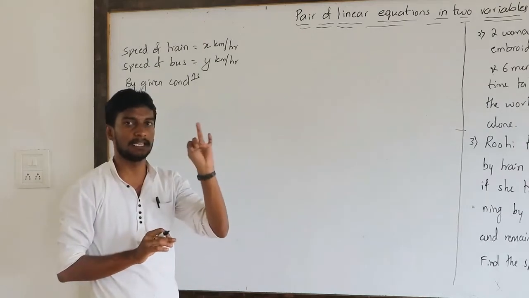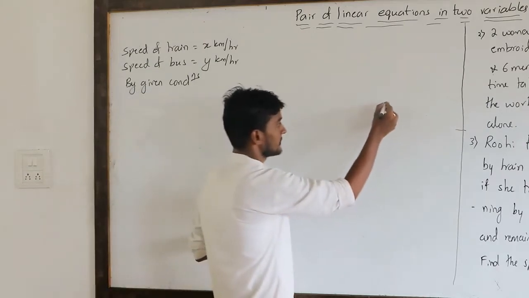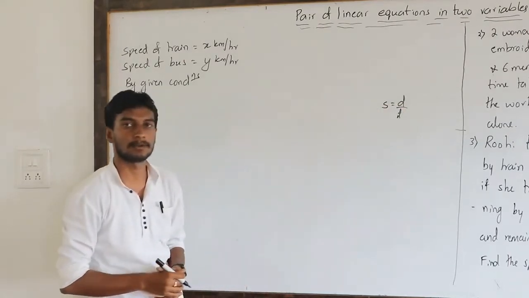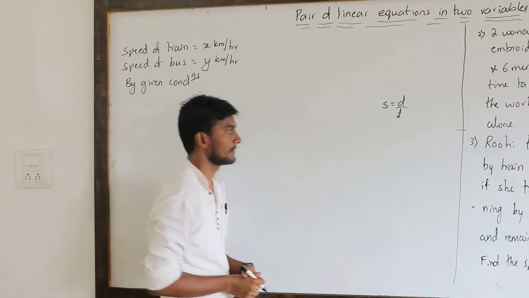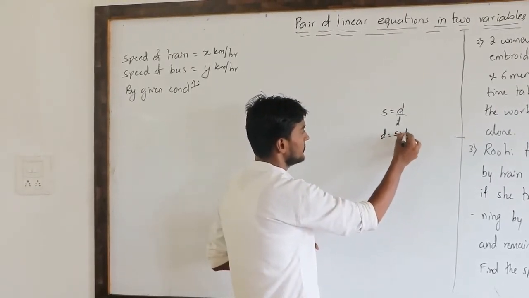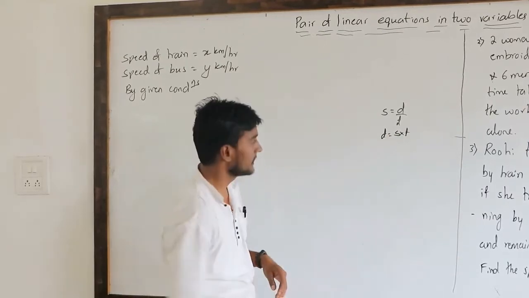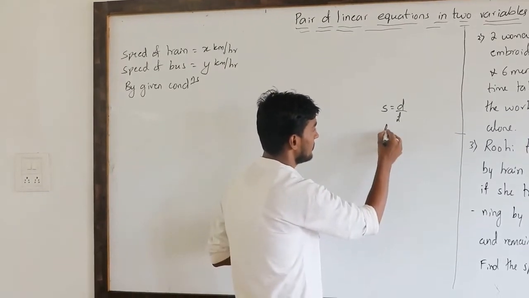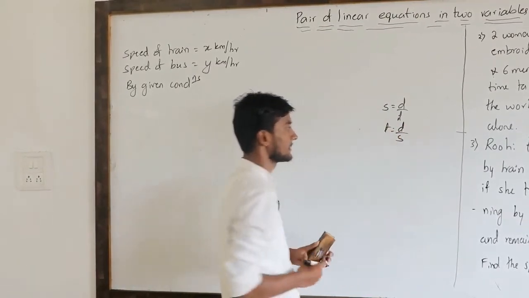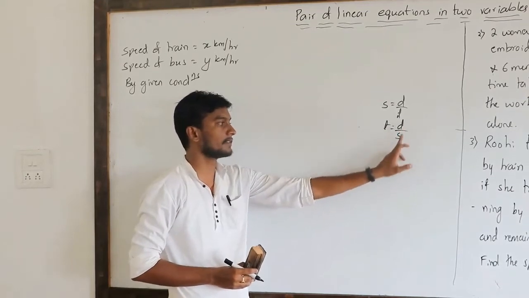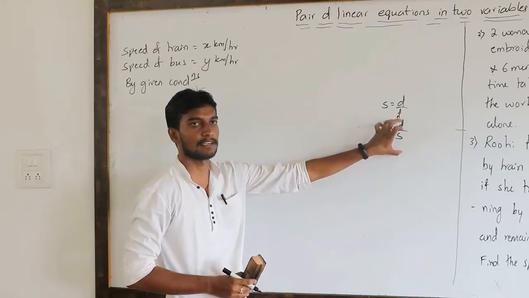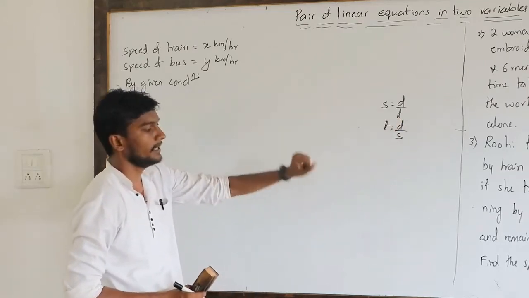So if you know these three, the formula is speed is equal to distance divided by time. You know the formula, speed is equal to distance divided by time. So distance is equal to speed into time. We need to take here time, because they have given total time. Time is equal to distance divided by speed. Using this formula, you have to find the values.